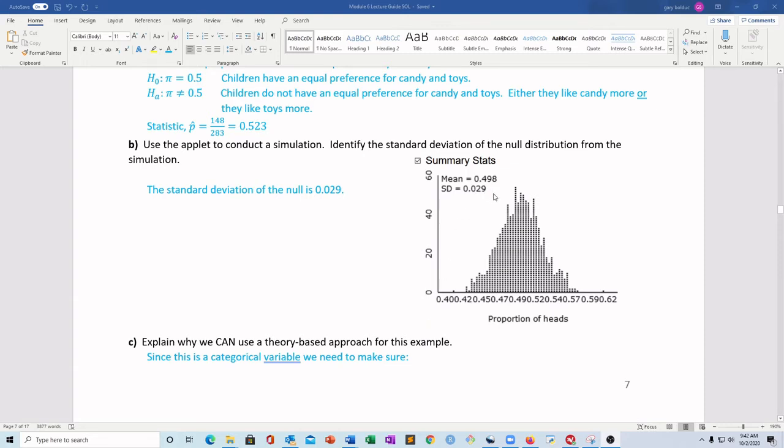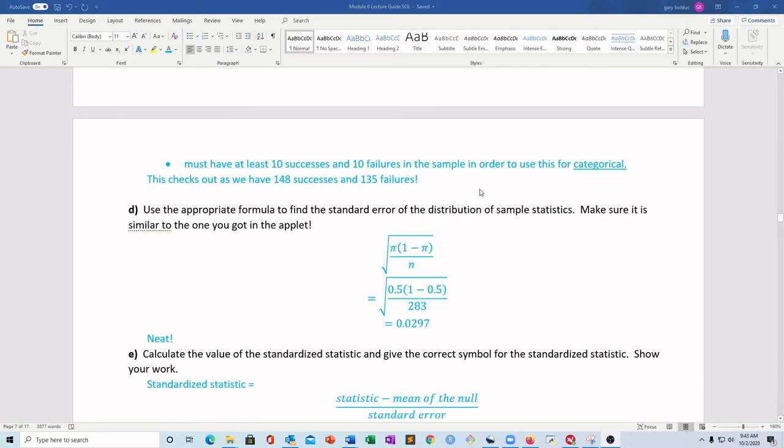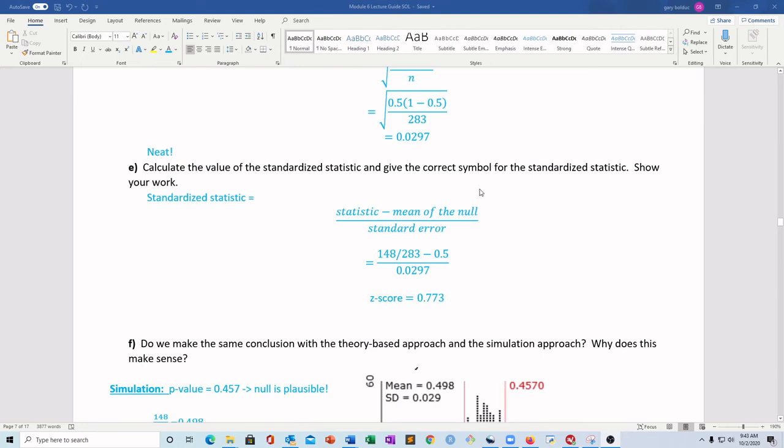Let's go back up. We got 0.029, and maybe it was 0.0294, so they rounded to 29. So very, very close. All we did was one simple calculation. The computer had to simulate the sample of 283 kids 1,000 times to get this number. We plugged it into one quick formula and were able to get something very close. So pretty crazy.